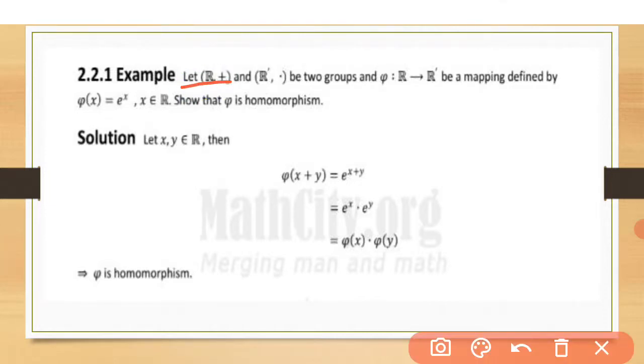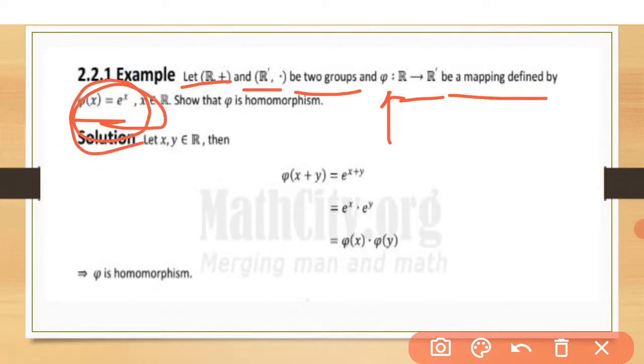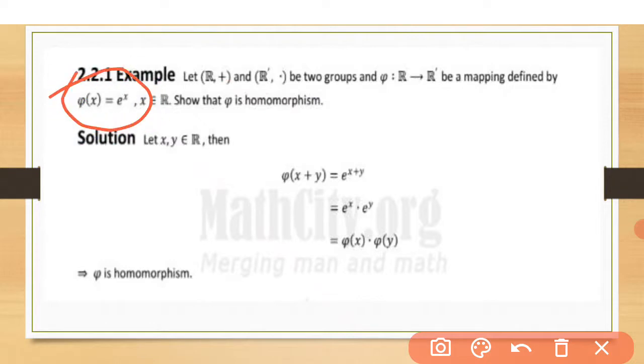Let R with addition operator and R with dot operator, the multiplication operator, be two groups, and phi is the mapping from R to R prime or R dash, defined as follows. This is the function on which we apply the mapping. Phi of x is equal to e raised to power x, where x belongs to the real numbers. Show that phi is a homomorphism.